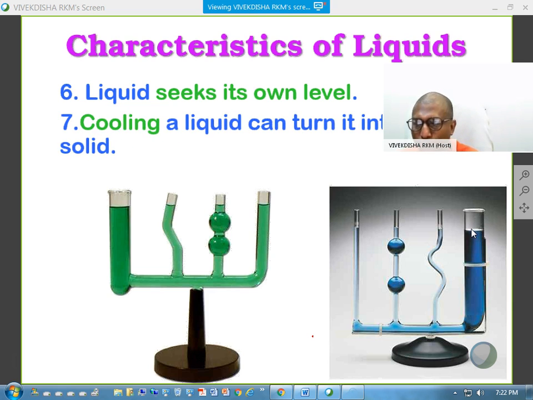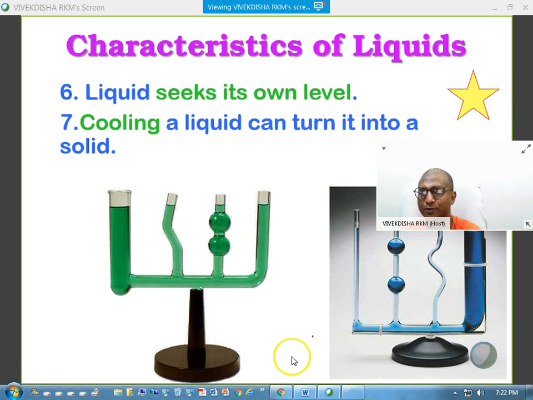So next point, cooling a liquid can turn into a solid. We discussed and we know that thing. Cooling a liquid, if we cool water, we get ice. So cooling a liquid can turn into a solid. Into a solid of its state means that the substance will remain the same, but it will be in the state of solid.